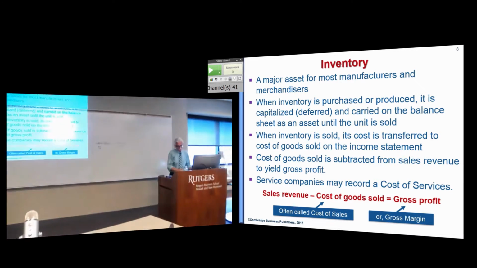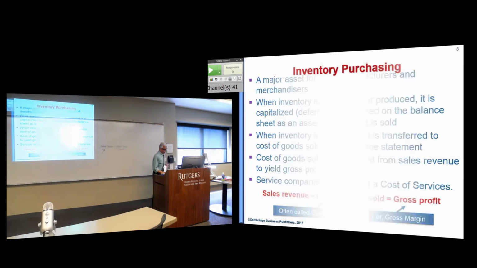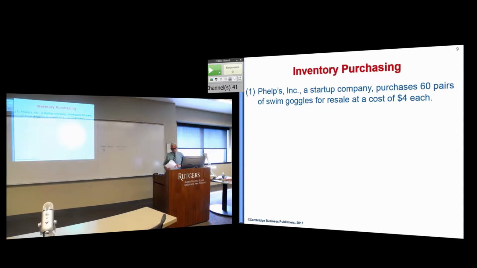So the balance sheet, again, is going to be affected as well. And again, it's a significant item on the balance sheet. All right, so now let's go back just for a minute and review accounting for acquiring and selling inventory. And once again, we'll look at our accounting equation and journal entry.